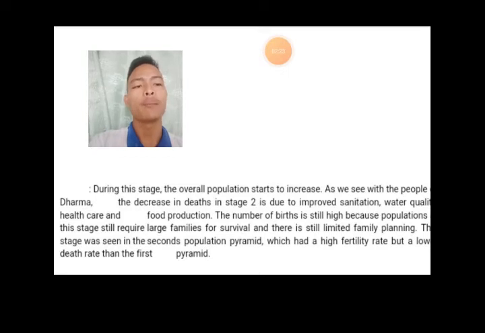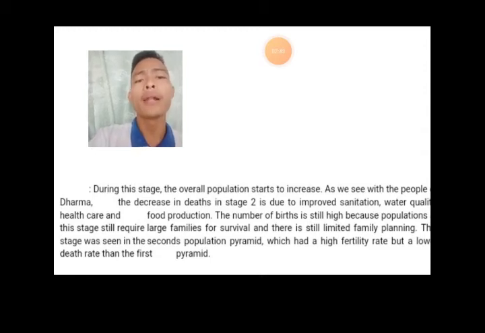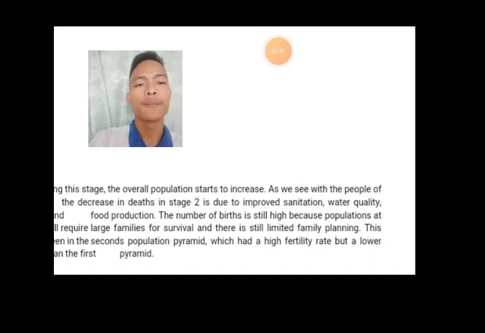As we see with the people of Dharma, the decrease in deaths in stage 2 is due to improved sanitation, so water quality, healthcare, and food production. The number of births is still high because populations at this stage still require large families for survival and there is still limited family planning. So, this is the stage that was seen in the second population pyramid, which had a high fertility rate but a lower death rate than the first pyramid.